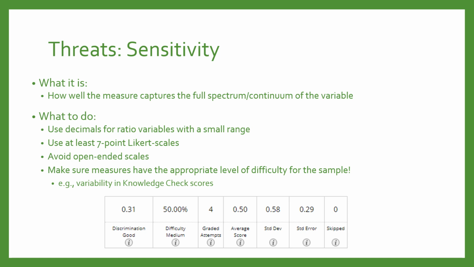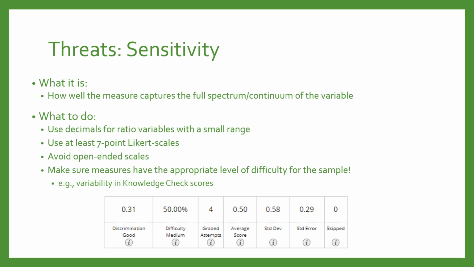It's also important to avoid open-ended scales. For instance, if you're measuring something numeric, have them type it in numerically. Don't say, how many children do you have? And then give them the options of 0, 1, 2, and 3 plus. That open-ended scale doesn't allow for a sensitive measurement of number of children.